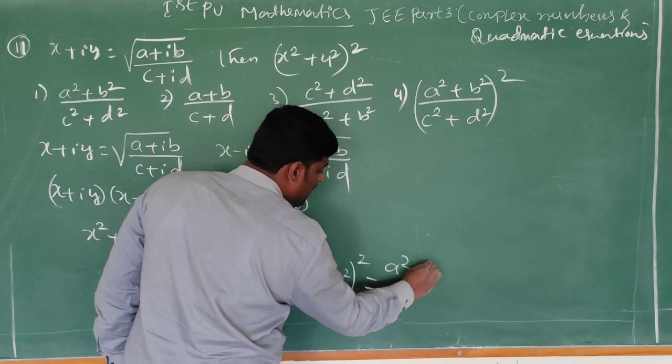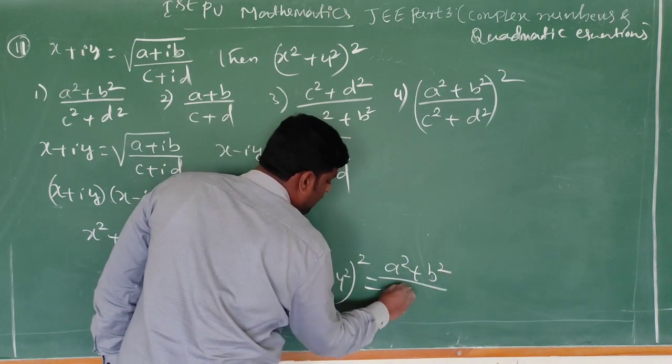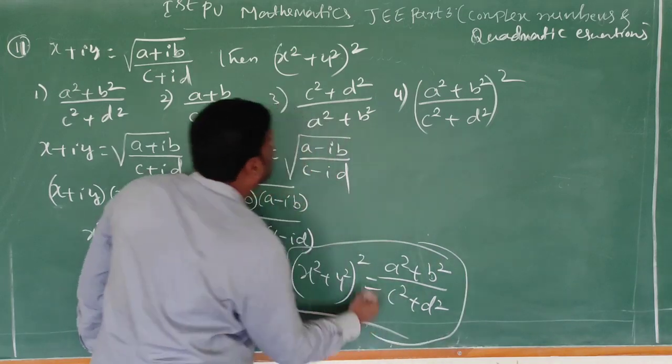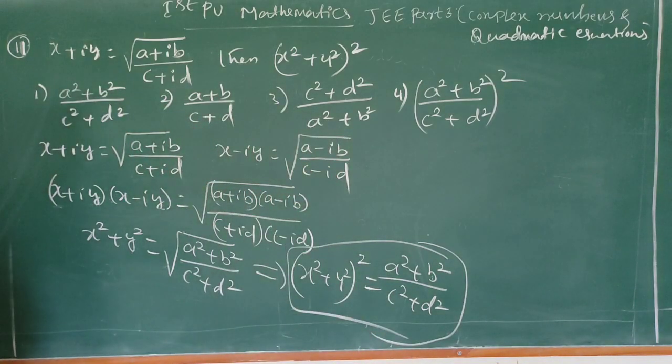a square plus b square divided by c square plus d square. This is your answer. Which option? a square plus b square divided by c square plus d square. That means first option.